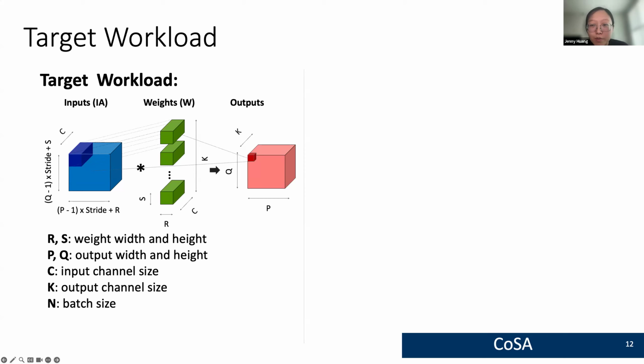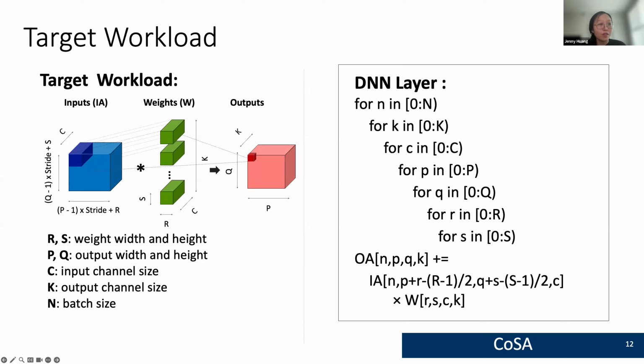Taking convolution as an example, these computations can be defined with a few rank dimensions. In this example for convolution, we have R, S, P, Q, C, K, N. Each represents a different dimension of the workload. R and S are the filter width and height, P and Q are the output width and height, C is the input channel size, K is the output channel size, and N is the batch size. The computation of the convolution can be implemented with the 7 nested loops as shown on the right-hand side.